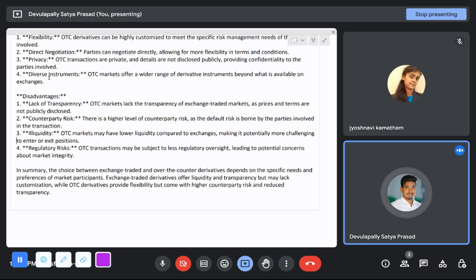And the fourth one is regulatory risk. As these contracts are very customized and are very high risk products, there is a chance that the regulators might not allow it to happen, or there might be some regulatory risk involved, leading to issues. So this is a basic overview of what derivatives are all about. I hope you understood everything, and if you have any doubts or questions, feel free to ask me.